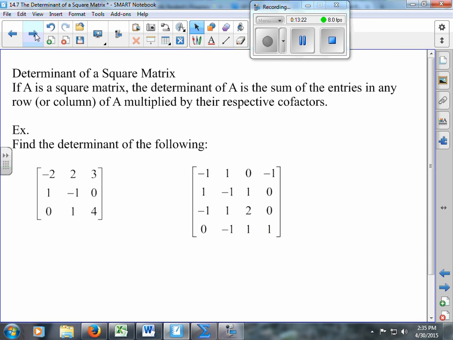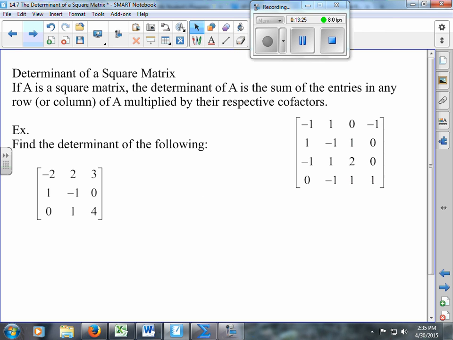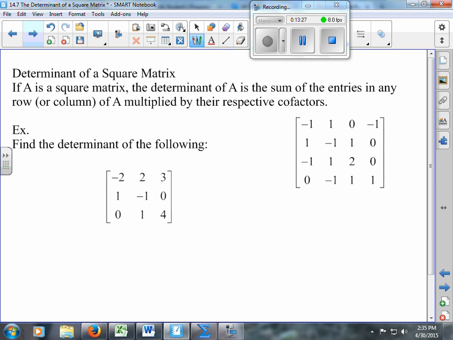And so here is a 3 by 3 matrix. And so we're going to find the determinant of this matrix. So you get to choose any row or any column. And the best thing to do is to choose a row or column with zeros in it. So I'm going to choose the third row because it has a 0 in it. And so I choose the third row.